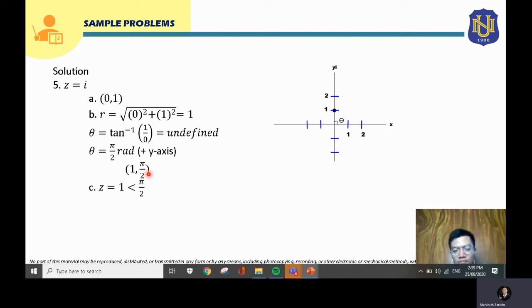Now for letter C, we are asked to solve for the polar form. You just substitute r and theta into the polar form, r angle theta. So this is it: 1 angle pi over 2. For letter D, again, you just substitute r and theta into the trigonometric form, r cis theta. But since your r is 1, you don't need to write it. So that will be cis pi over 2. Now for letter E, that will be the exponential form. Again, you just substitute r and theta into the exponential form, r e raised to theta i. So this will be the answer for number 5.